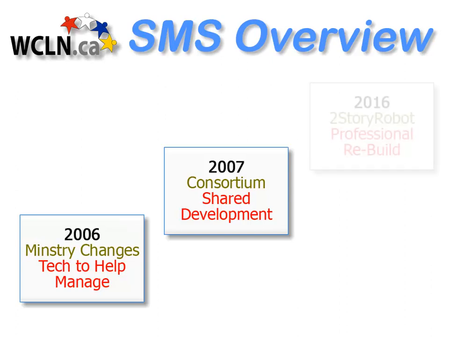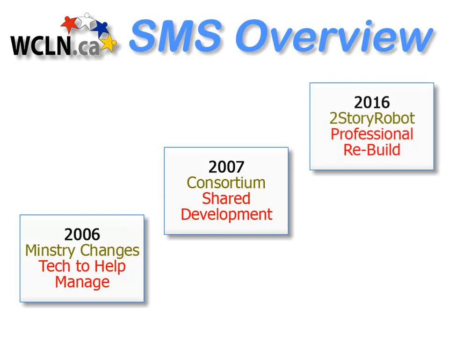And therefore in 2016, we turned the SMS over to Two Story Robot, a BC-based programming company with 10 employees, experience with BC schools, and a solid reputation. And we outlined all of our required features, and they rebuilt the system from scratch. Turned out to be a much more efficient and stable system, and they also help out by hosting the SMS for many of the districts.